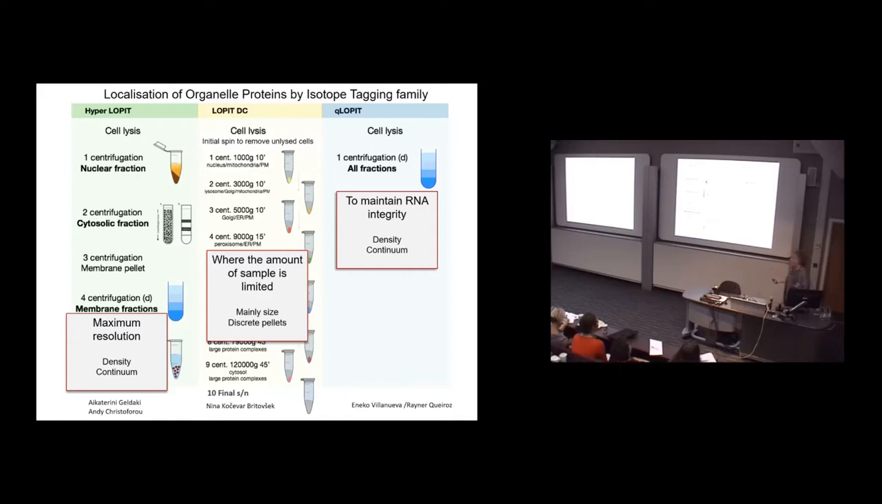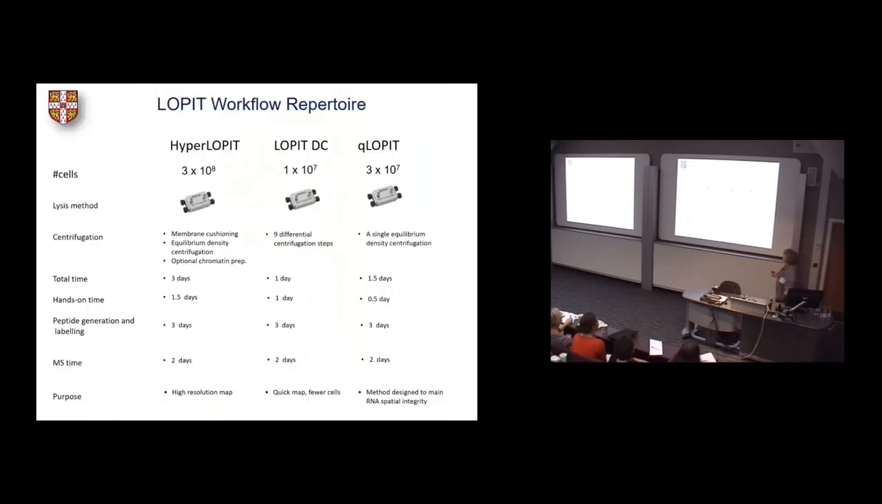The code names in the lab for these, mostly to do with their ease of use, are Rolls-Royce, Ford Focus, and Skateboard. And they require different amounts of cells, different amounts of time. The rate-limiting step for all of them is mass spectrometry, and the rate-limiting step after you've done that is the data analysis and applying the machine learning tools.